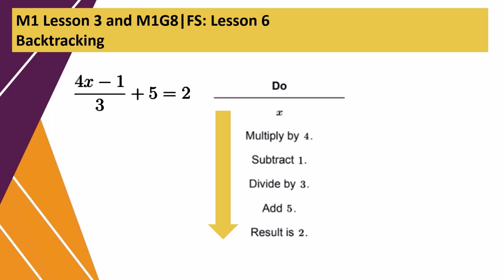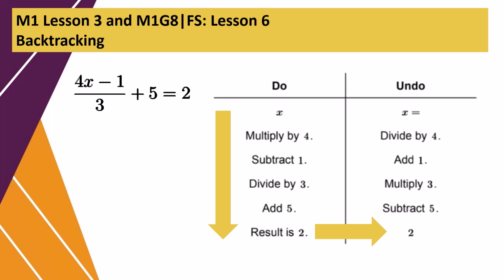Next, students build upon the 6th grade strategy of inverse operations. Starting with the result of those operations, identify the inverse operation to undo. Subtract 5, multiply by 3, add 1, divide by 4, and you get the value for x. Completing the inverse operations in reverse order will provide that value.